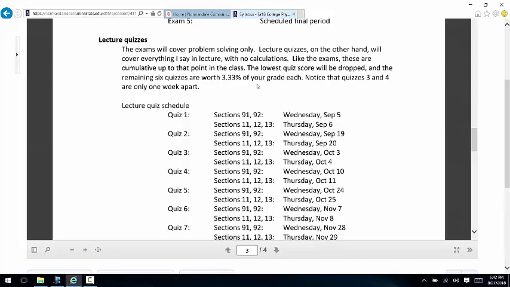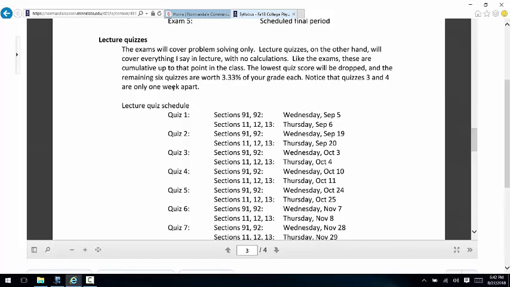And those lecture quizzes are also cumulative. So you're going to need to keep reading back through the notes or skimming back through the notes multiple times to get ready for those. Each individual quiz is not worth a lot. Each one is worth about 3% of your grade, but they add up to a big chunk. They add up to 20%.